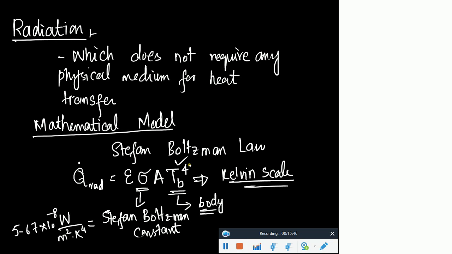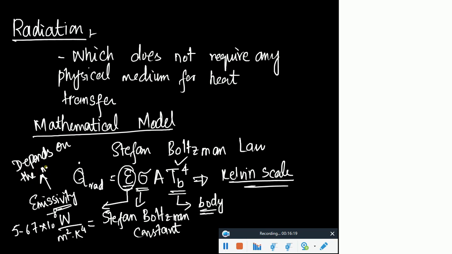So is this constant universally applicable here? Yeah. Constant, like I said, does not depend upon the material. This Stefan Boltzmann constant has a fixed value for everything. And this epsilon is known as emissivity, and this emissivity depends on the material.